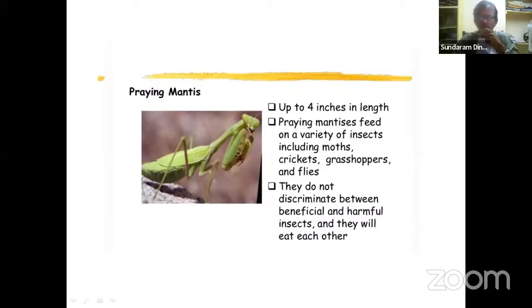But the only problem is they do not discriminate between beneficial and harmful insects. They will devour all kinds of insects. That is the only setback about the praying mantis.